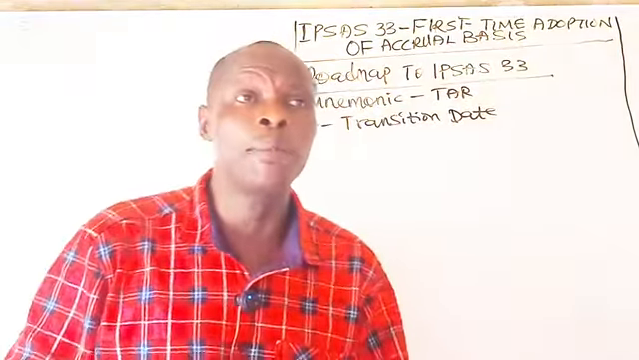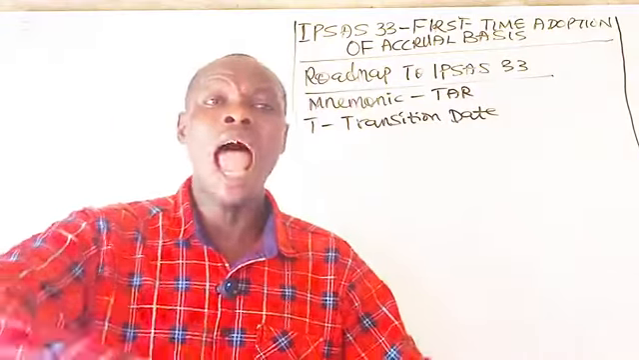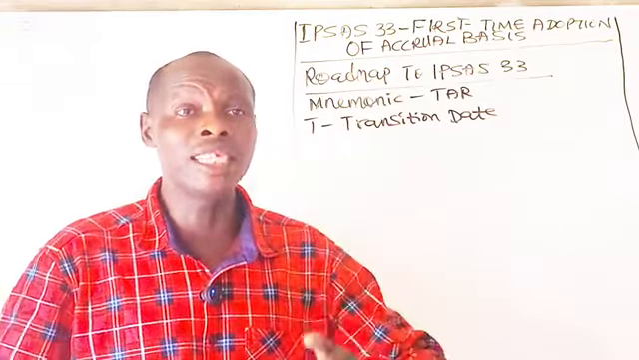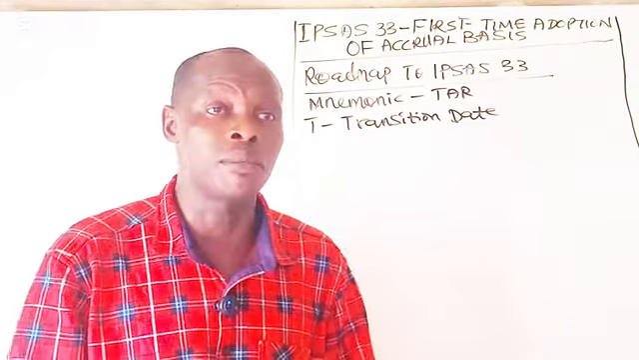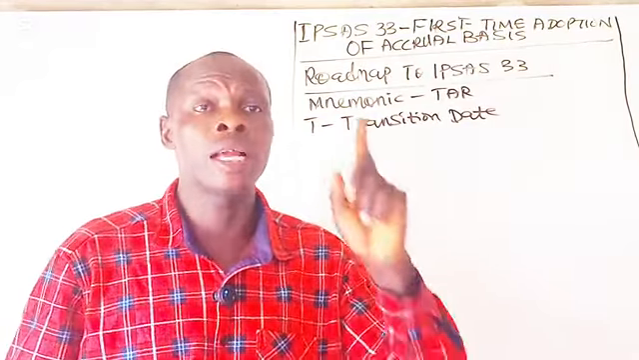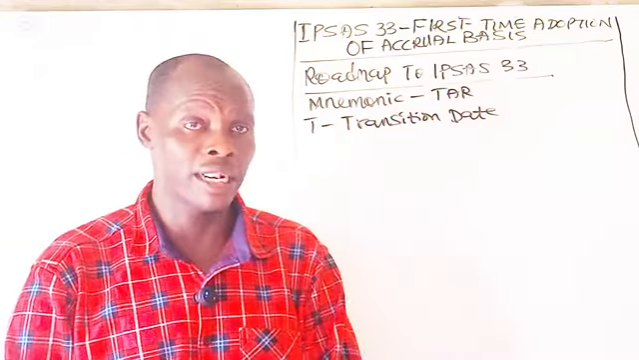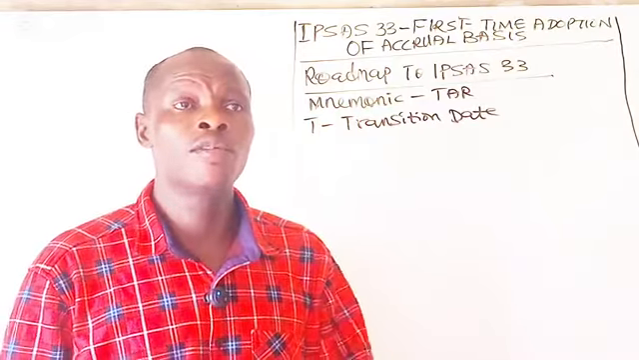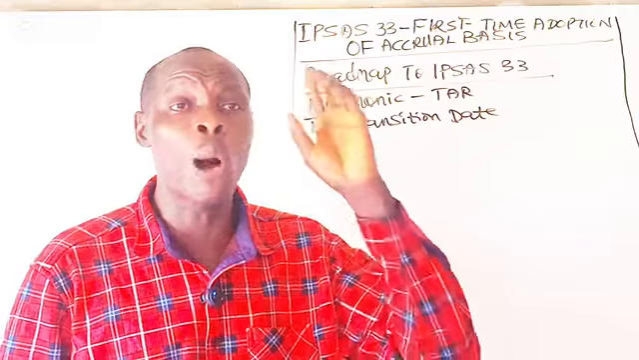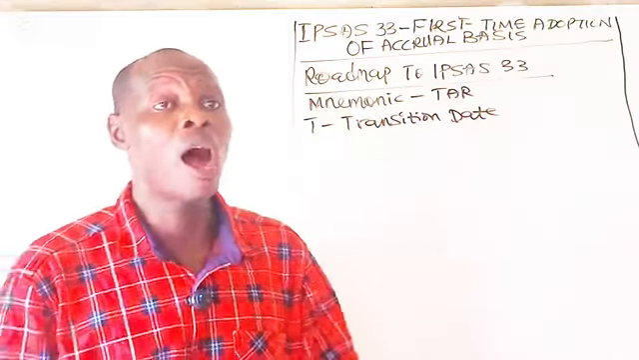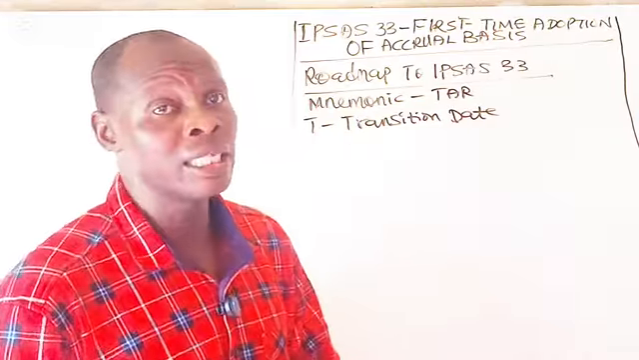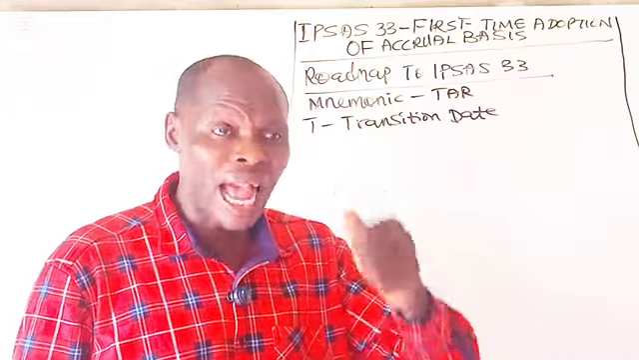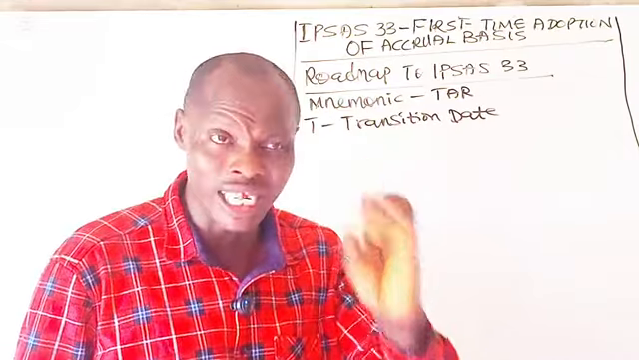Transition date is the beginning of the earliest period for which an entity presents full comparative information under accrual IPSAS in its first financial statements. It is the start of your comparative year.